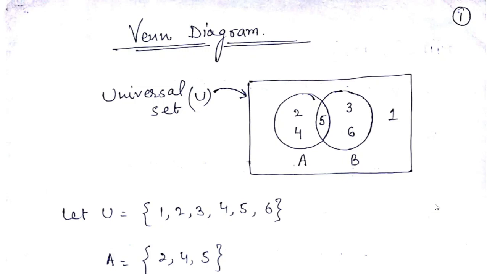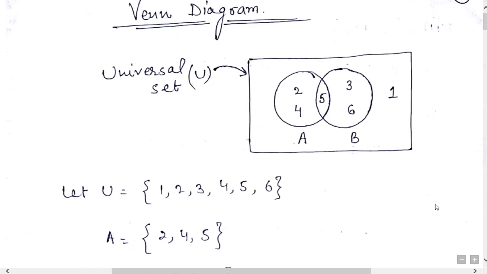Hello students, let us start the next topic of set theory, that is Venn diagram. It's one of the most important topics of set theory. See the diagram. The outer block, that is a rectangular block, represents the universal set, and the circles inside represent set A and set B.